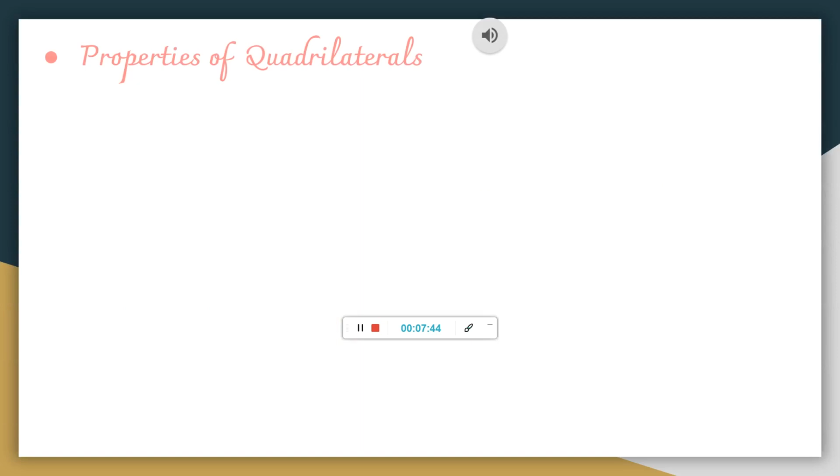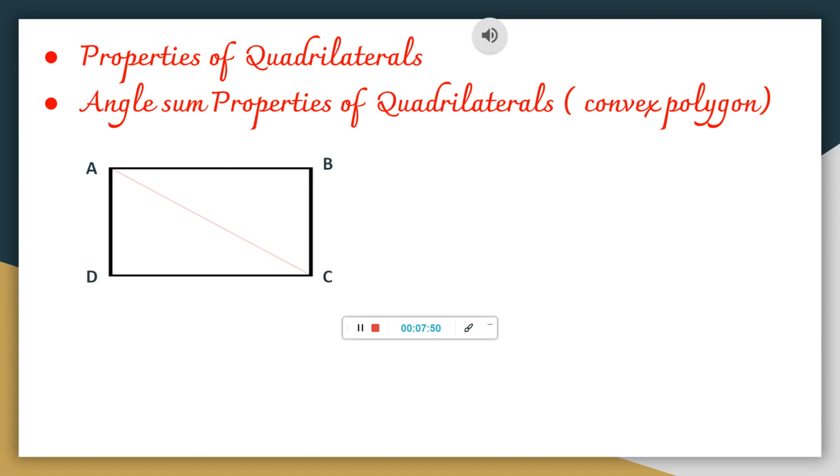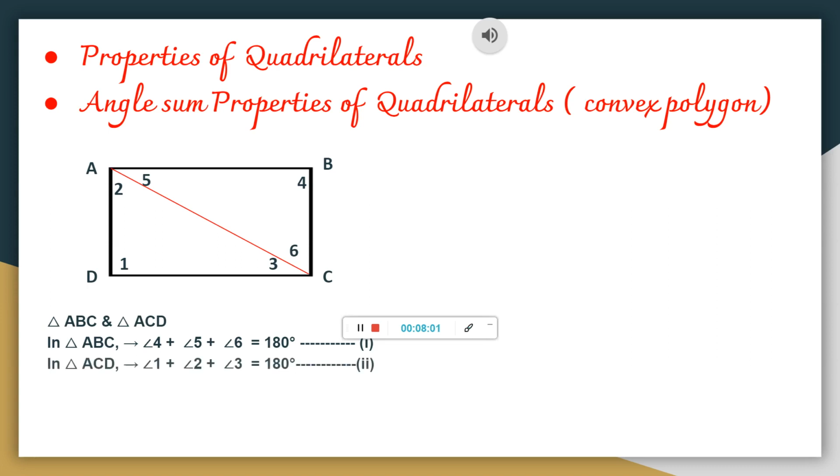So let me start the properties of quadrilaterals. The first property that we would discuss is the angle sum property of a convex quadrilateral. Now throughout the lesson we are going to deal with convex polygons. We already discussed what convex and concave polygons are, right? In a convex polygon, all the interior angles will be less than 180 degrees, isn't it?